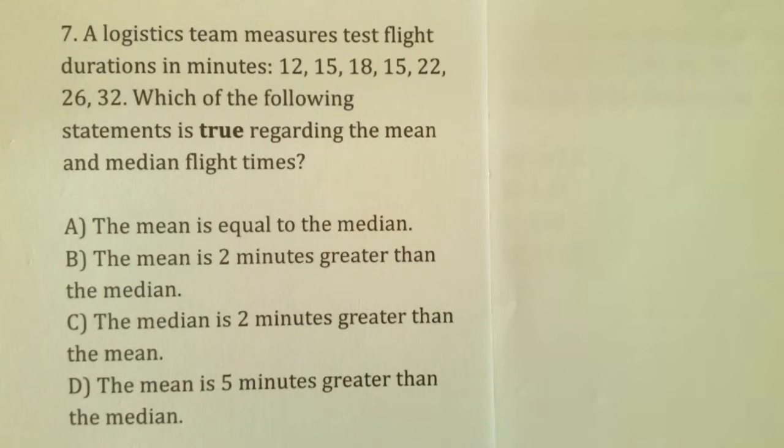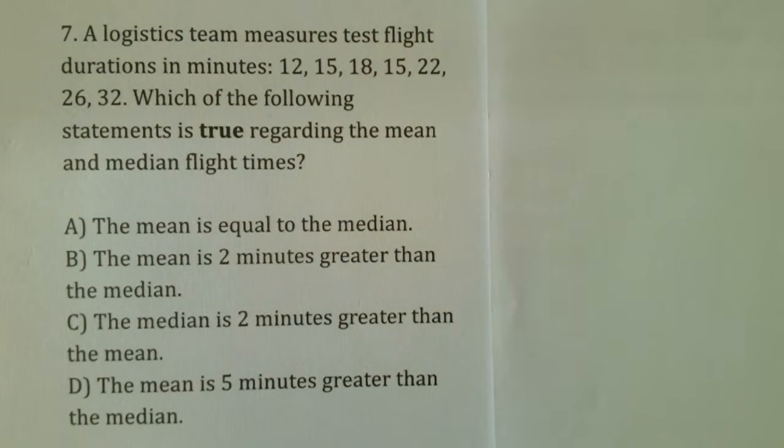Is it A, the mean is equal to the median? Is it B, the mean is 2 minutes greater than the median? Is it C, the median is 2 minutes greater than the mean? Or is it D, the mean is 5 minutes greater than the median? Okay, let's take a look.